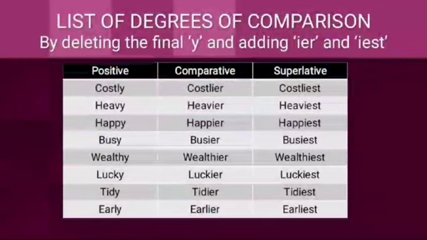Here you can see another pattern. For adjectives ending in y, you drop the y and add ier for the comparative degree and iest for the superlative degree. Some examples are costly, costlier, costliest; heavy, heavier, heaviest; happy, happier, happiest.